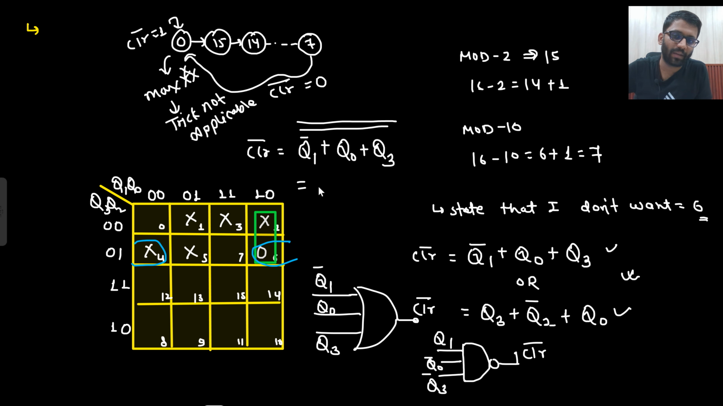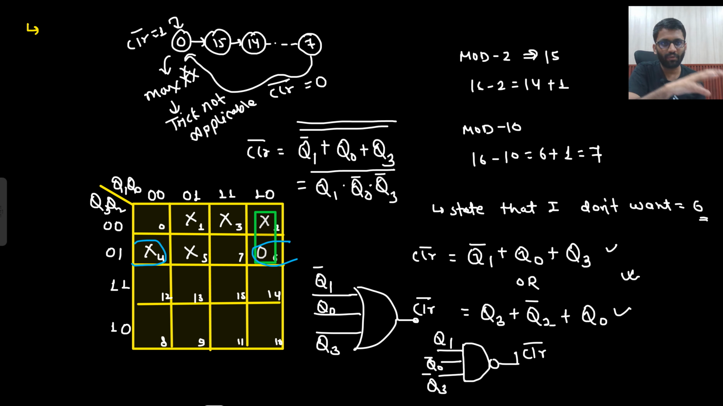If I am taking the double bar, what am I getting? Q1 dot Q naught bar dot Q3 bar, and then bar. So you can see Q1, Q naught bar, Q3 bar, then multiplication and then bar. So NAND gate of Q1, Q naught bar and Q3 bar. I think this is crystal clear. I am telling all possible scenarios that can come in your examination, and all possible methods from where you can approach. Whatever method you are comfortable with, from there you can proceed.